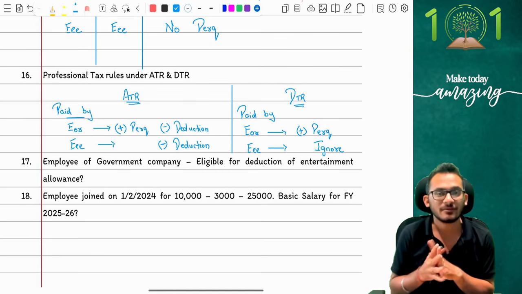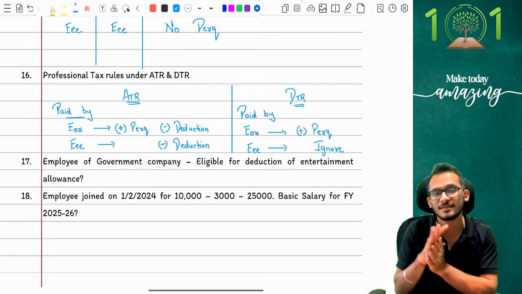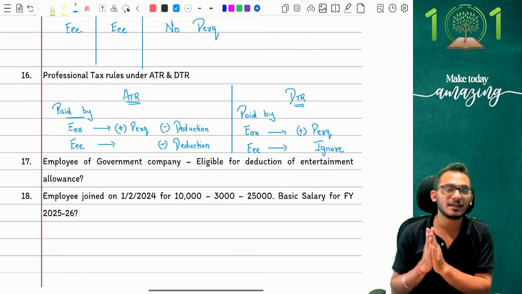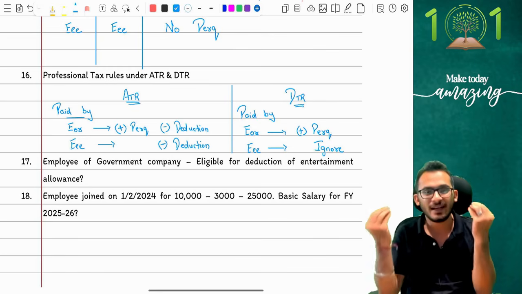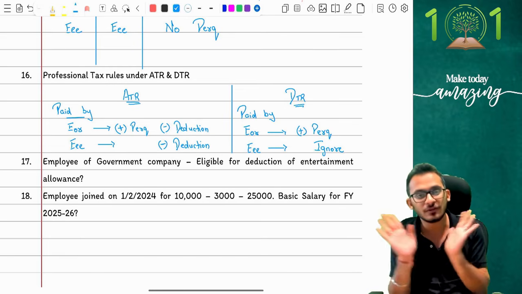Any doubts on this part, my friends? Clear enough to go? Yes? Good. Now I'm moving to question number 17. Question number 17 is a hint from your Jan 2026 exams. While I don't agree to this, but yes, Jan 2026 has come and given this confirmation to you. So you're going to work with this.